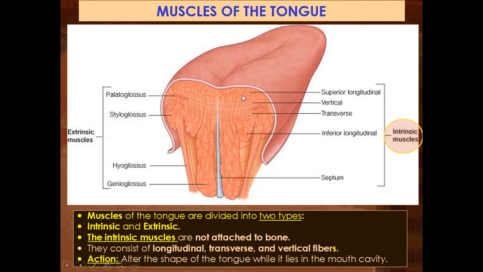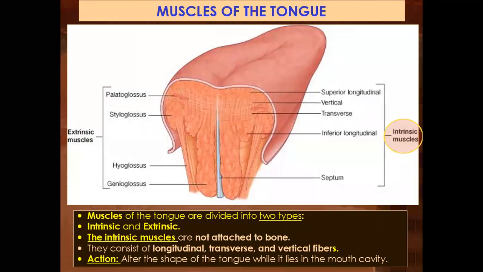As you can see here, there are superior longitudinal muscle fibers, which run from the posterior to the anterior part up to the tip of the tongue. Then below that are the inferior longitudinal muscles. Then we have the transverse muscles, running from one side to the other side. Then there are vertical muscles here. So superior longitudinal, inferior longitudinal, transverse, and vertical muscles are the intrinsic muscles.